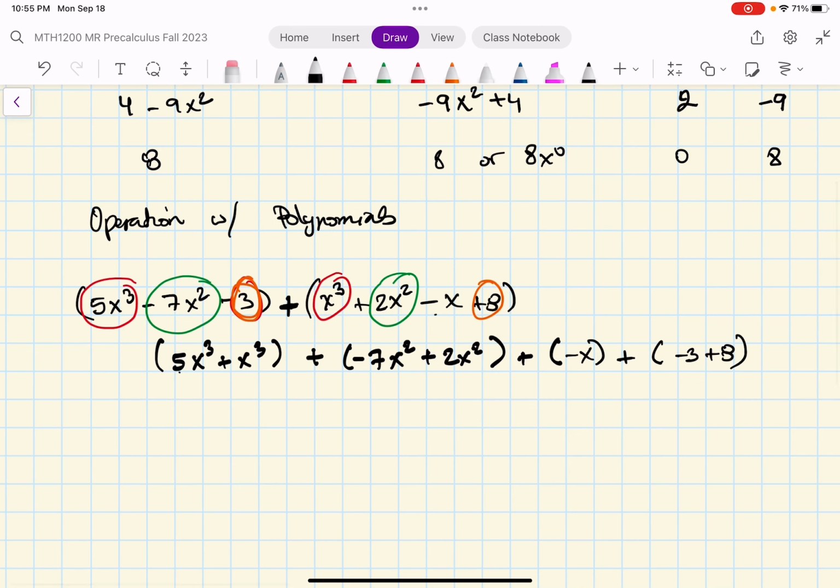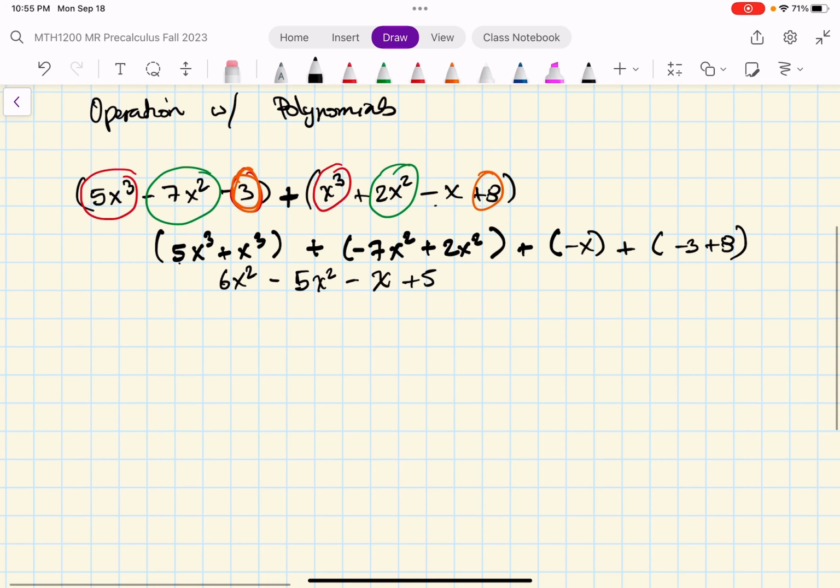Now I'm just going to combine this. 5x cubed plus x cubed is 6x cubed. Negative 7x squared plus 2x squared is negative 5x squared. So I'm going to write negative 5x squared minus x, because plus minus is minus, plus 5. After you combine like terms, that's what you have. So we did this in a horizontal approach.